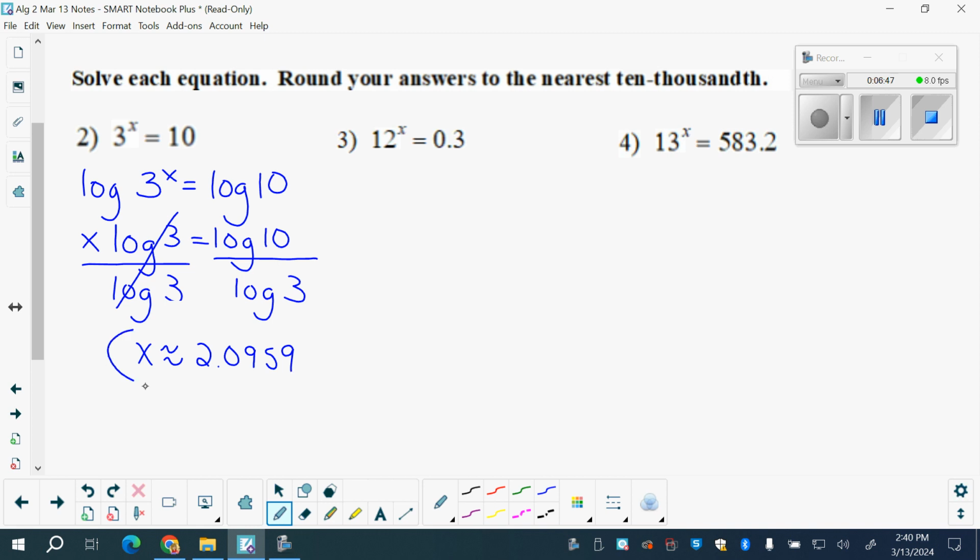Okay, questions on that before we move on to the next one? So this is the nearest 10,000th. 10,000th would be 4 decimal points, or 4 places after the decimal. Tenths, hundredths, thousandths, 10,000ths. Does that make sense? So it says 10,000ths.